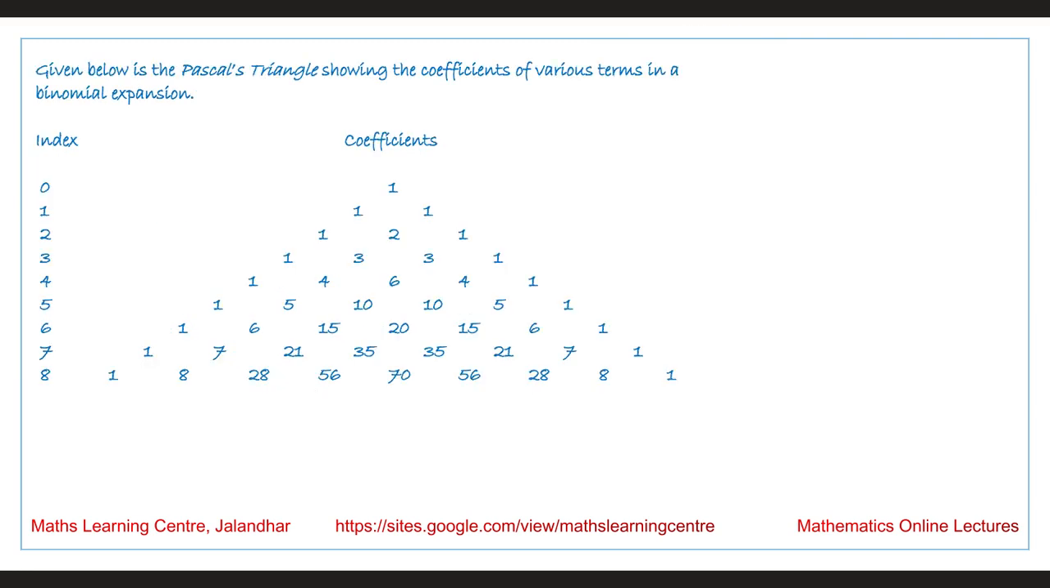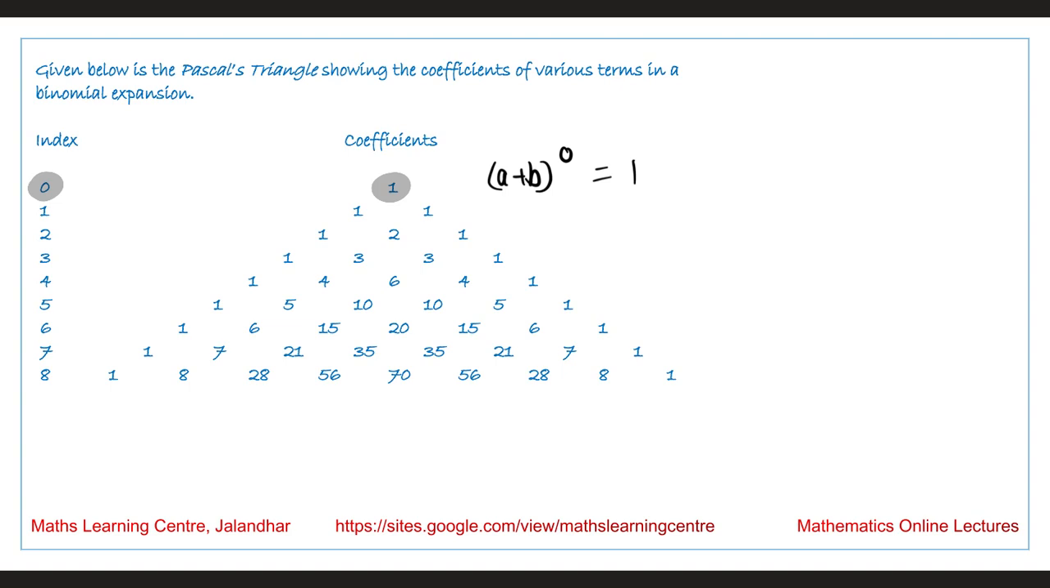Pascal triangle we have explained over here. We are saying when the index is 0, the coefficient is 1. That means if the index is 0, I am talking about the expansion a plus b raised to the power 0. The answer is 1.